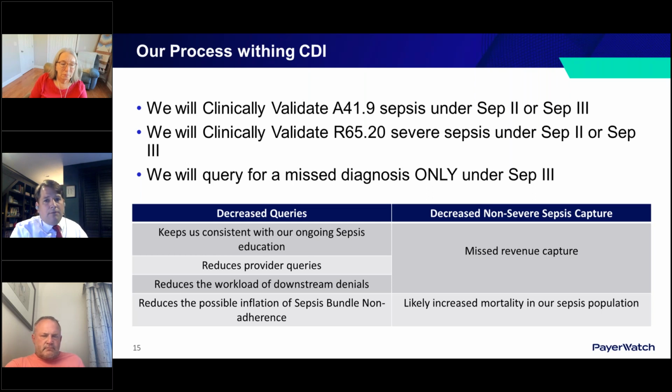For example, that patient who may qualify for non-severe sepsis, who is treated appropriately with fluids and antibiotics, but not to the level that our sepsis bundle would want us in compliance. Looking after the fact, we send a query to a physician and they may choose non-severe sepsis. We may very well be outside of our sepsis bundle compliance in that instance. But these decreased queries certainly have decreased our non-severe sepsis capture. That means we're missing out on revenue capture. Our DRGs are not fully optimized as they would be if we sent those queries for our A41.9.